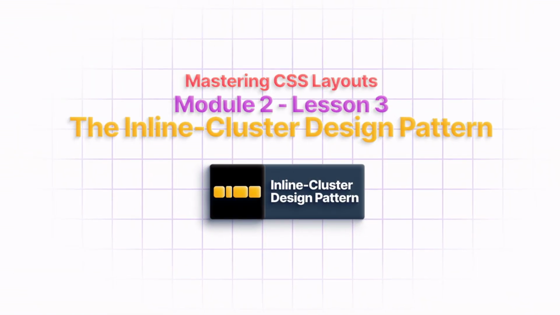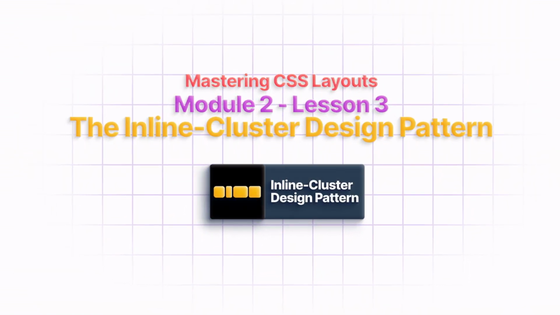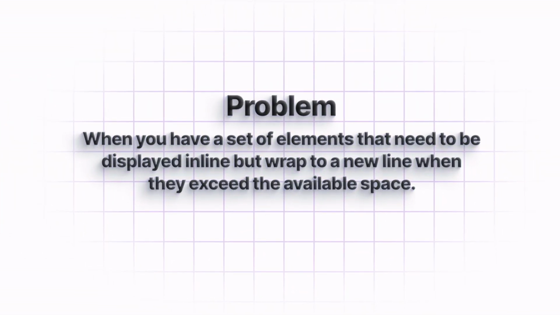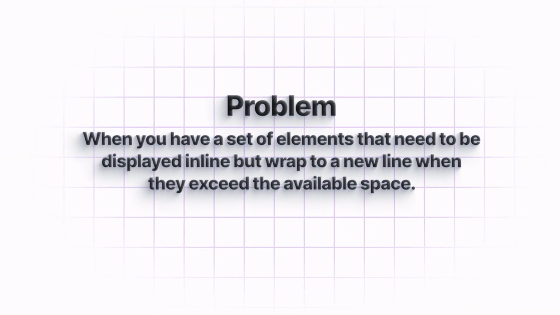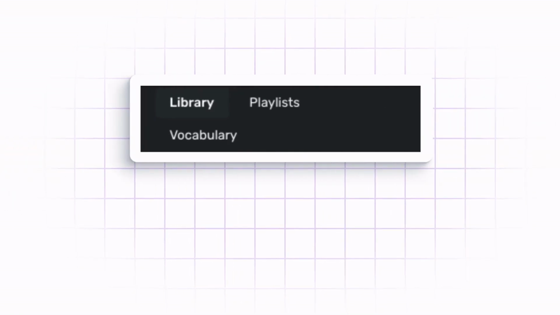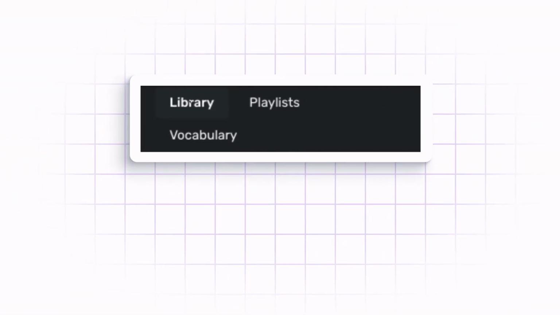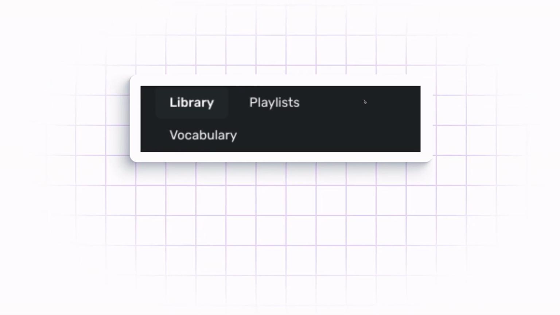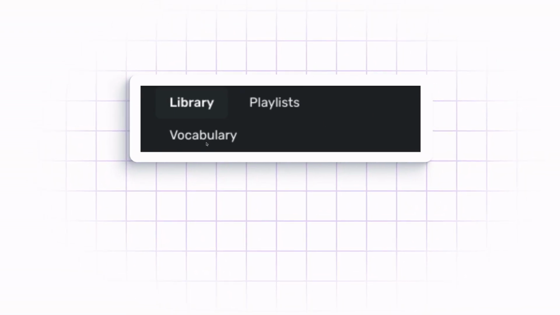In this lesson, we're going to talk about the inline cluster design pattern. Now, the problem that we're trying to solve with the inline cluster design pattern is when we have a set of elements that need to be displayed inline, but wrapped to a new line when they exceed the available space. An example of this is when we have these elements, but we can no longer fit this vocabulary inline, it will wrap around to a new line.